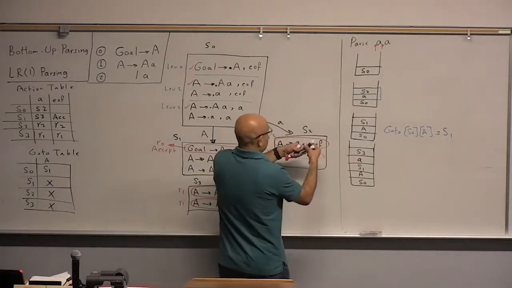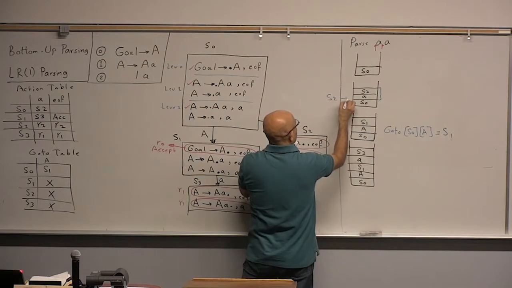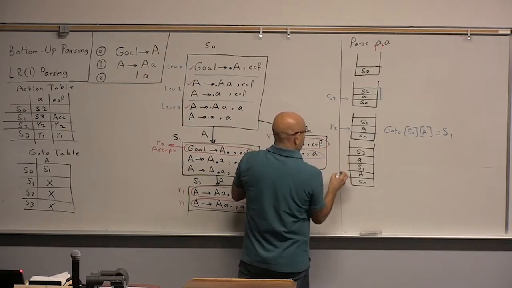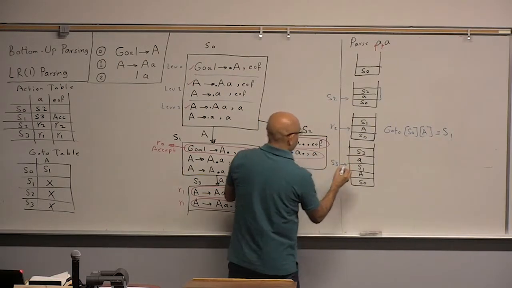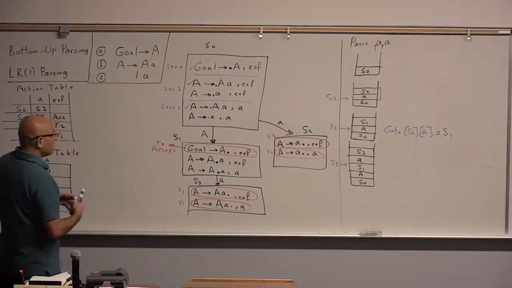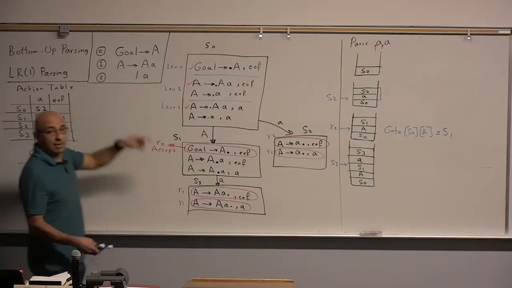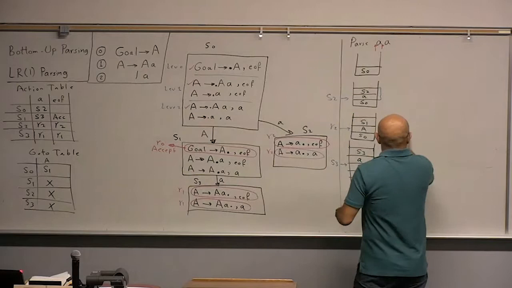OK? So this is shift. This is an S2. This is an R2. This is an S3. Now, I am in S3, and I'm seeing an A. So you consult the table. If I am in S3, and I'm seeing an A, what should I do? The table tells you reduce by 1. OK. So I reduce by 1.